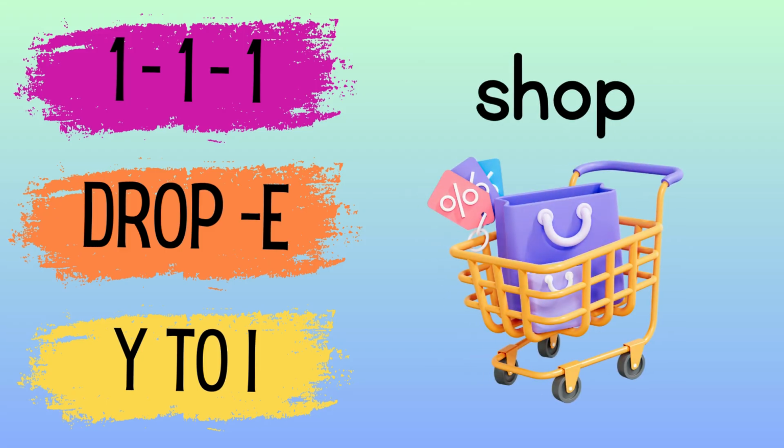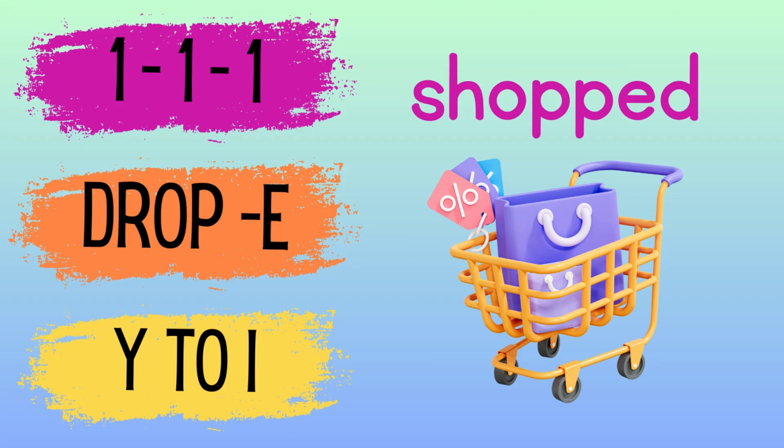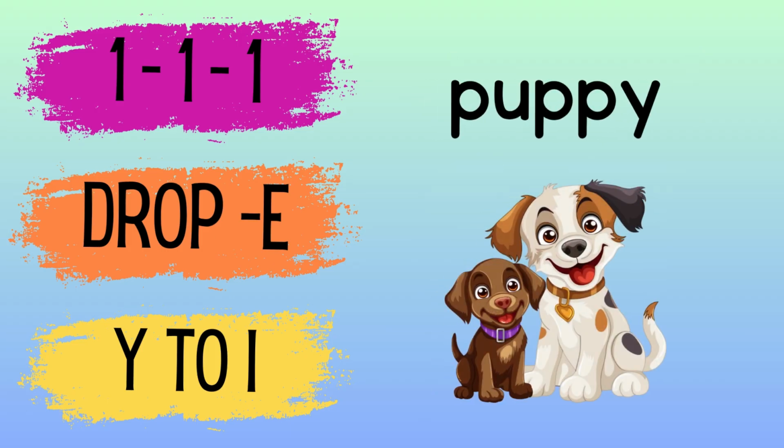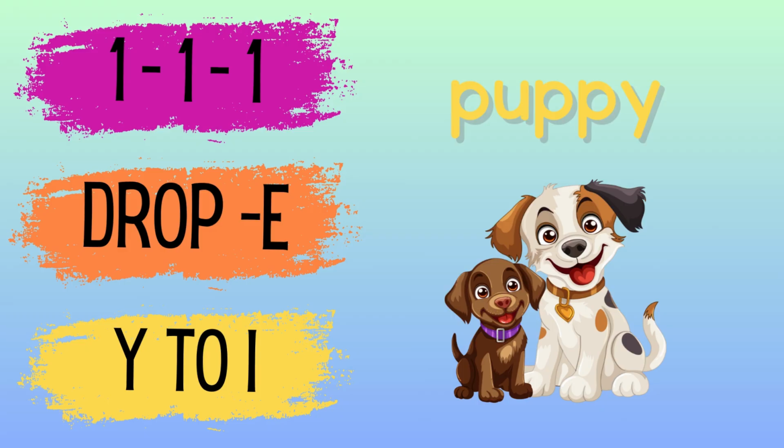How about shop to shopped? Which rule? It has one syllable, one short vowel, and one consonant after the vowel. So it's the doubling 1-1-1 rule. And we double the P and add ED. Let's change puppy to puppies. Which rule? Y to I. So the Y is changed to an I and we add ES.